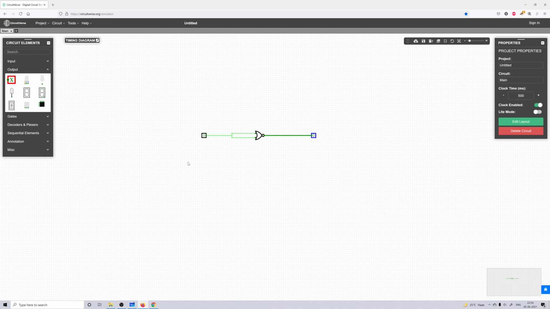See, when the input is 1, the output is 0. When the input is 0, output is 1. So we have got the NOT gate using NOR gates. Okay.